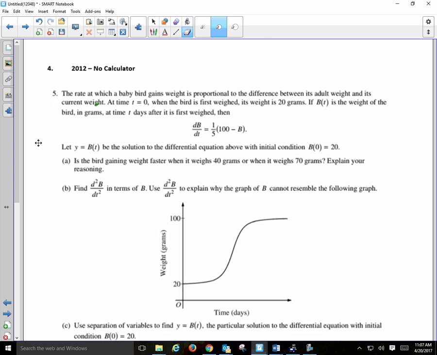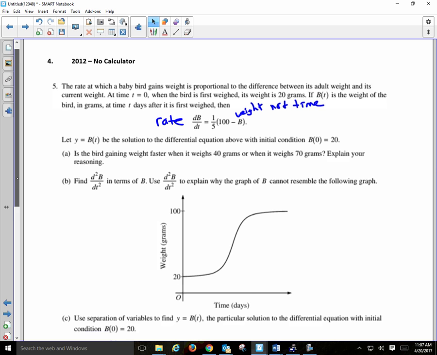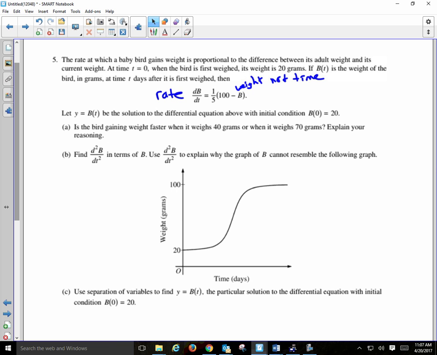If B of t is the weight of the bird in grams at time t days after it's first weighed, then the derivative, this is a rate function, the rate of the weight is equal to 1 over 5 times 100 minus b. B being the weight, not the time. That's important in the problem. That's where I made my mistake.